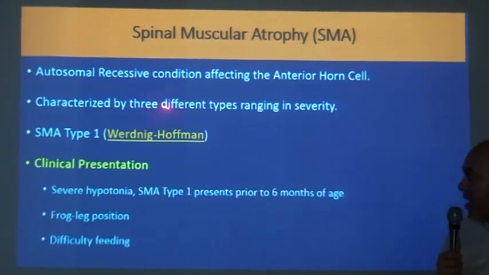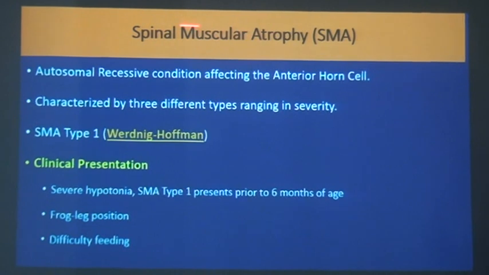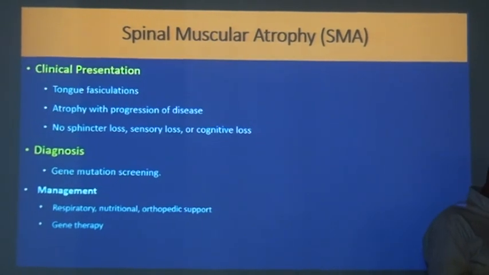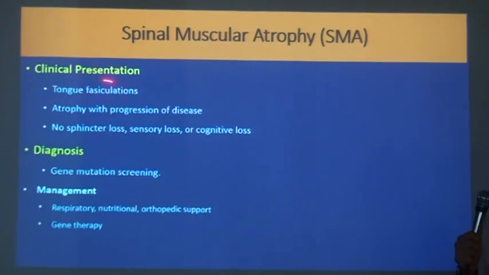Spinal muscular atrophy is rare and autosomal recessive. I will mention just the common one, Werdnig-Hoffmann, which presents after birth with severe hypotonia, frog leg position, and difficulty feeding. This is a lower motor neuron disease, and you will see tongue fasciculations, flickering of muscles, and atrophy, with no sphincter loss, no sensory loss, and no cognitive loss. So just the motor. Gene mutation screening confirms the diagnosis, the treatment is supportive, and most recently there is gene therapy.